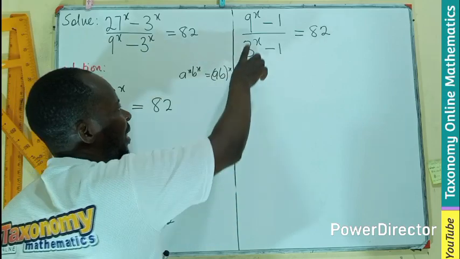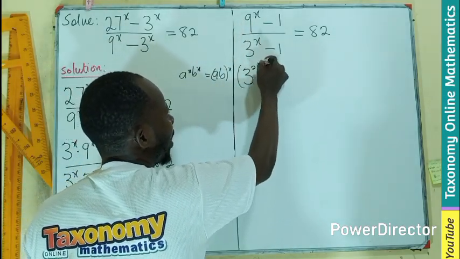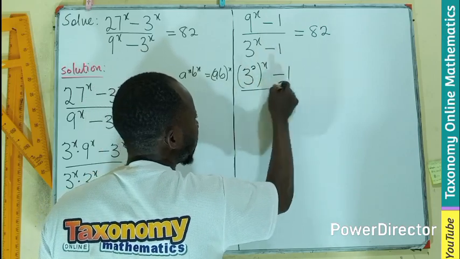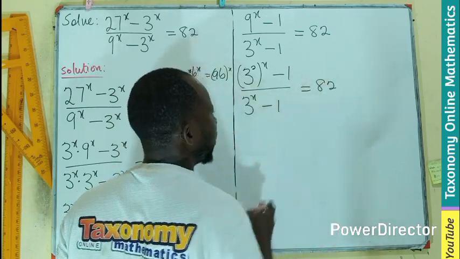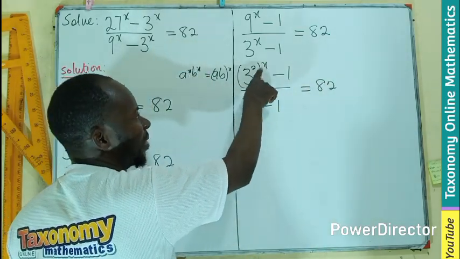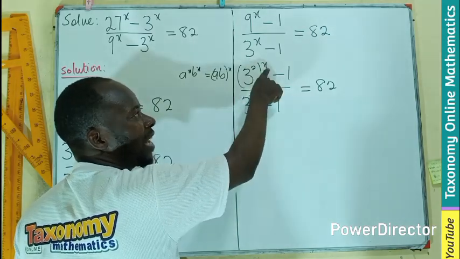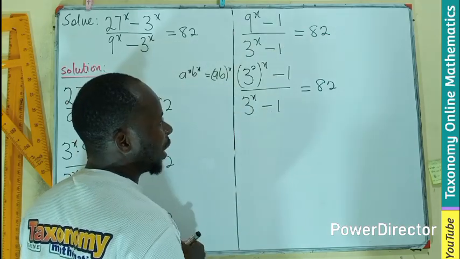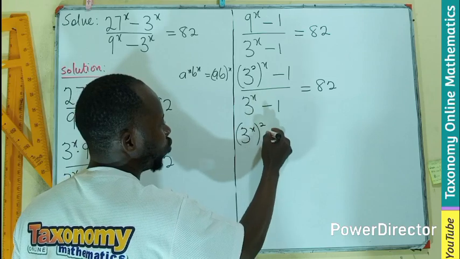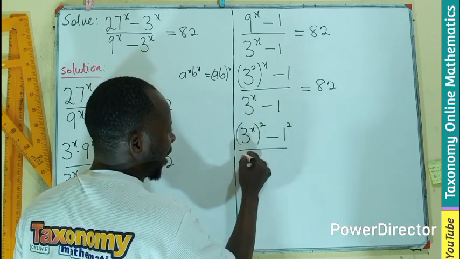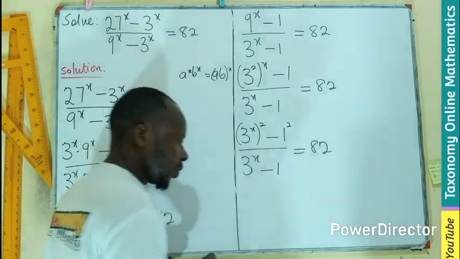So I can rewrite this as 3 to the power 2 to the power of x minus 1 divided by 3 to the power x minus 1 equals 82. Now remember, these two powers are multiplying. It can be 2 times x or x times 2. So the x can also come in, whilst the 2 can also go there. That makes it 3 to the power x raised to the power 2 minus 1 squared divided by 3 to the power x minus 1 equals 82.